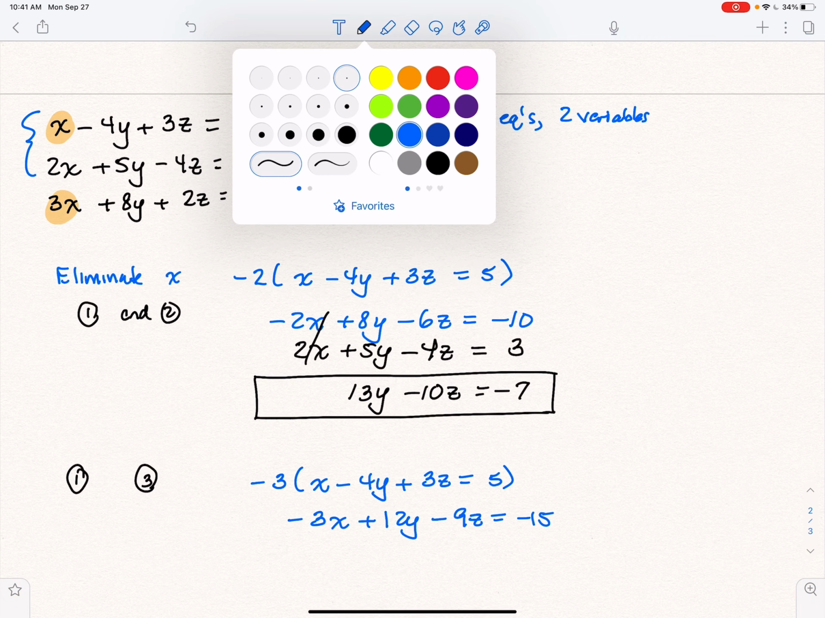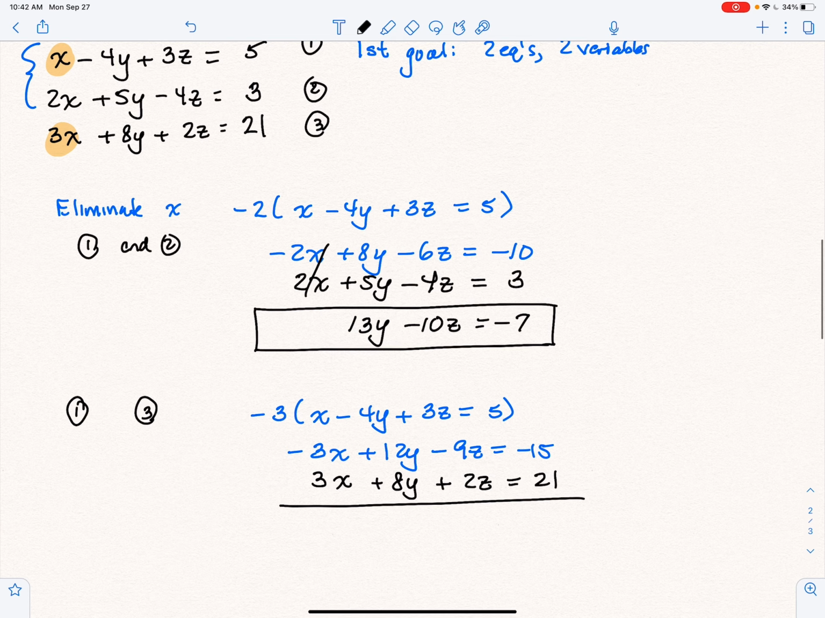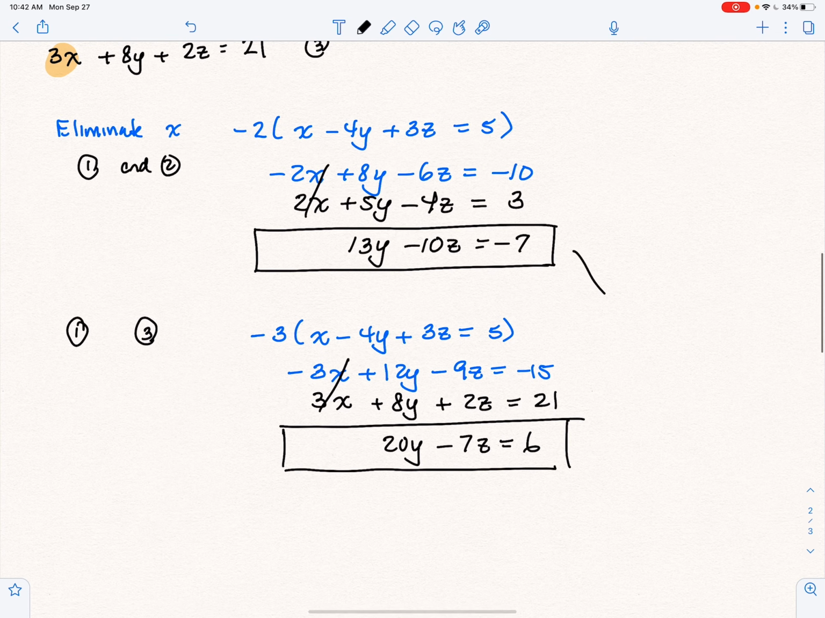I'll say this now, be very careful and methodical when you're doing these operations, because one small mistake in the middle of the problem can really lead to disaster. If one number is off, it could really throw off the answer that you get and really make it a nasty answer. So adding those together, the 3's go away. So we have 20y minus 7z equals 6. So there's our second equation. Now I'm going to bring these together and figure out what to do from here.